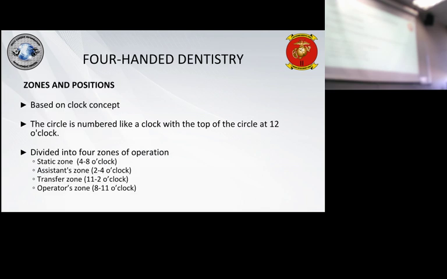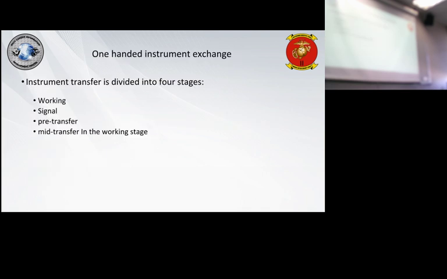I know that the static zone is from 4 to 8. Okay, pretty much that's where nobody's at. Alright, the assistant zone is from 2 to 4. I think the assistant zone is the one I saw on a previous test. Specifically, where does the assistant sit in reference to the dentist, or what zone?